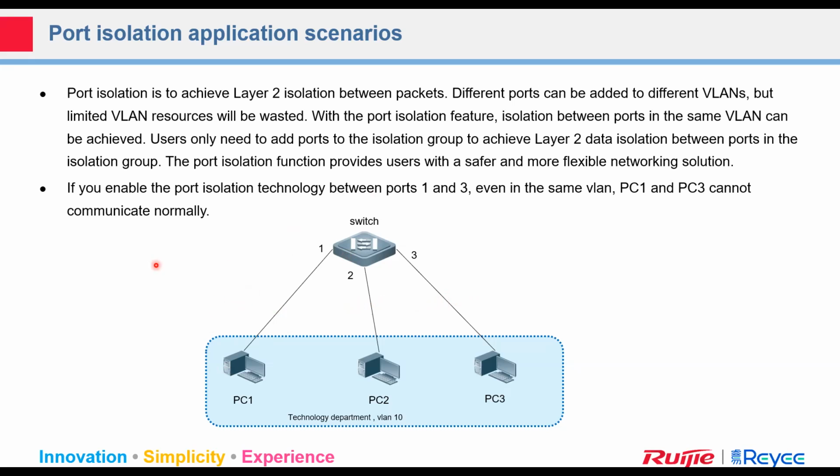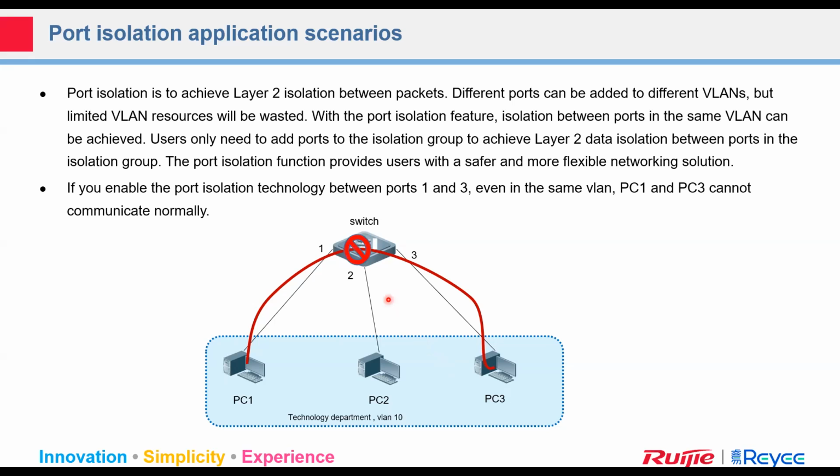For example here, if you enable the port isolation between port 1 and port 3, even though they are on the same VLAN. So here you can see all these PCs of the technology department are currently on VLAN 10. But if you configure port isolation, these two PCs cannot communicate normally.